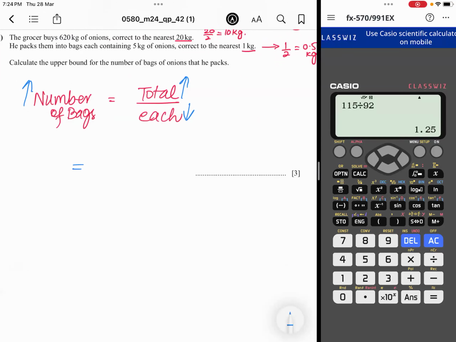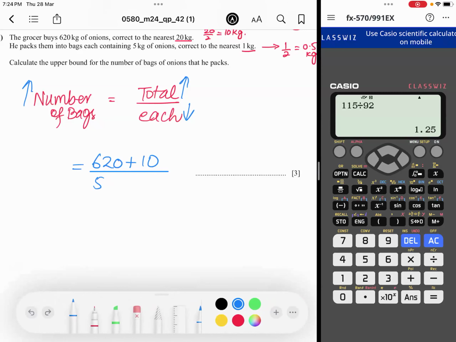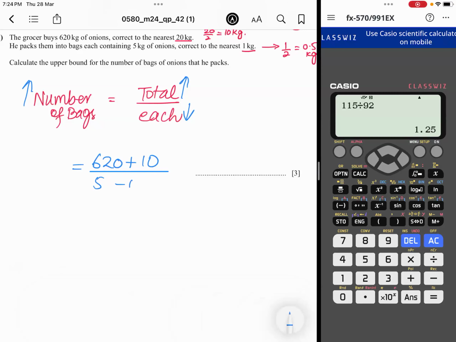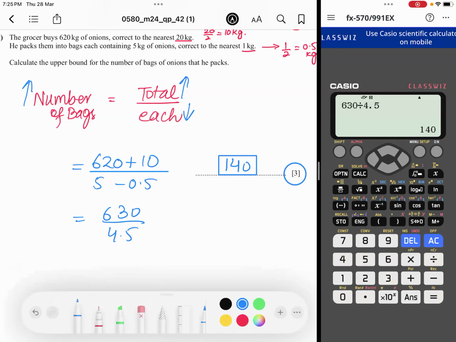So total is 620. So upper bound of 620 would be 620 plus 10. And each bag is 5 kg. So 5 kg, let me write only 5. But we have to take the lower bound, 5 minus 0.5. So that would be 630 divided by 4.5. So 630 divided by 4.5 is 140 bags of onion that he packs. The maximum number of bags.